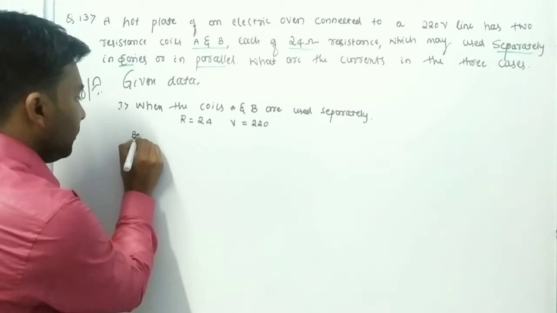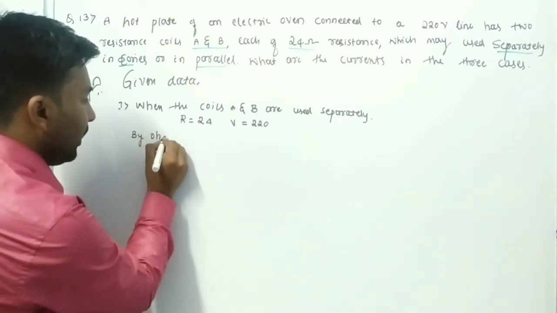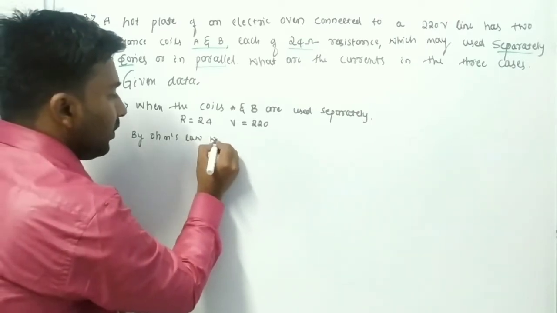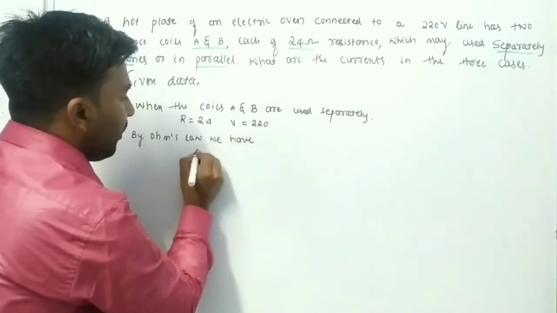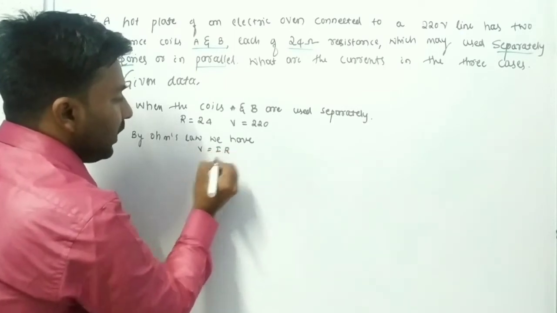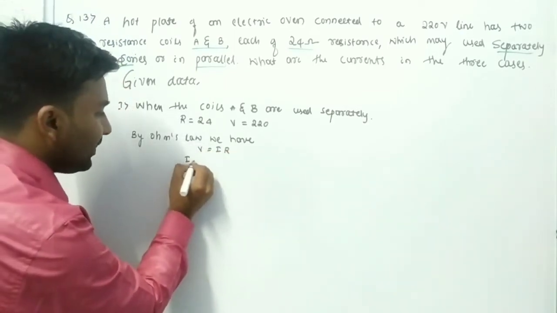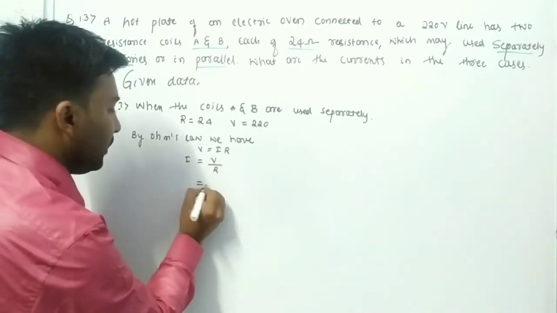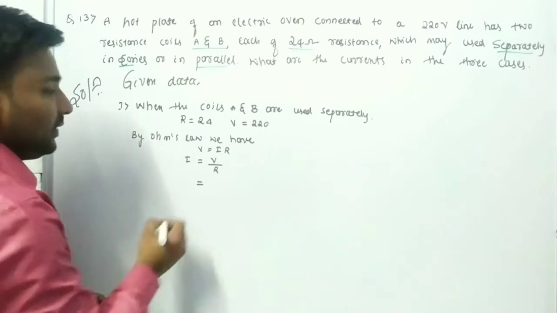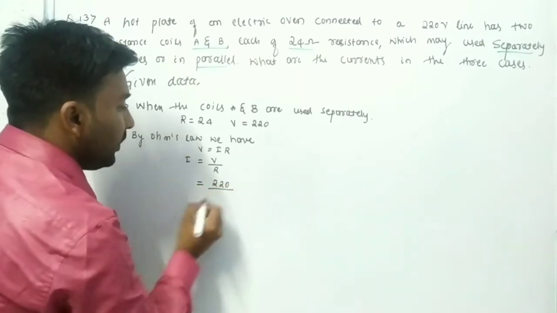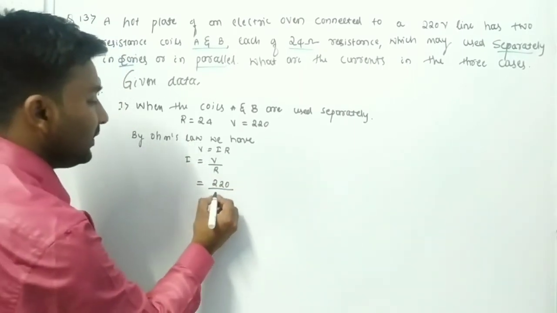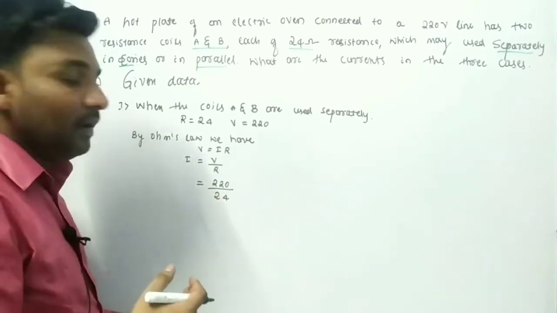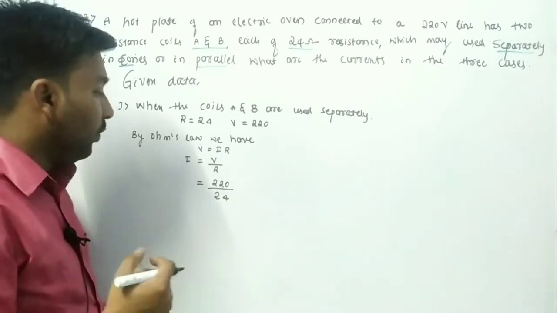By Ohm's law we have V is equal to I into R. Therefore, I is equal to V by R. Now what is the voltage? It is 220 volt. The resistance of the coil is 24 ohm.